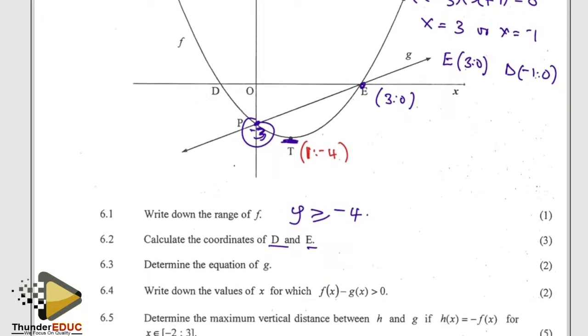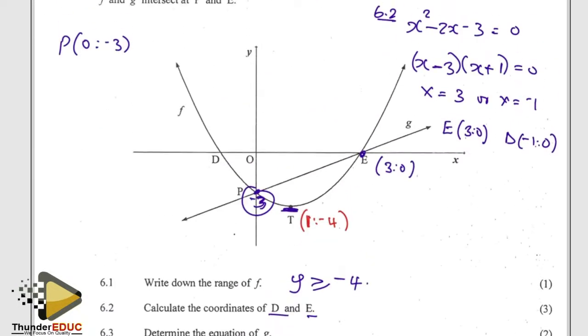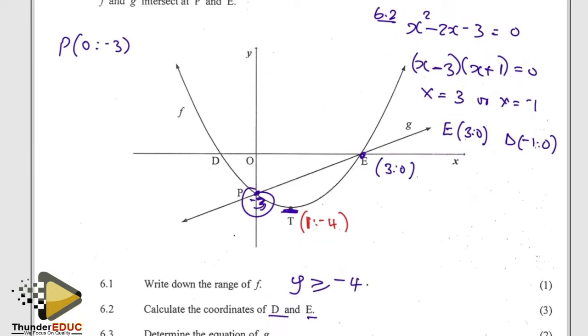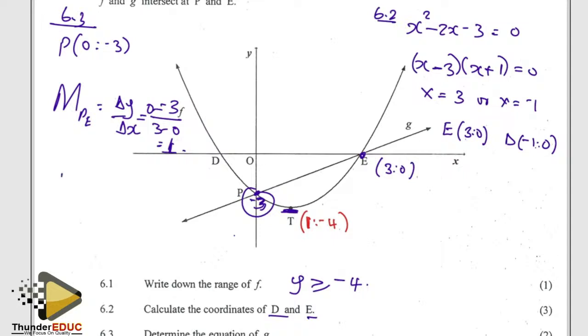Okay, so step number 1, when you're getting the equation of a line, we need to find the gradient. So I'm going to say the gradient of PE is change in y over change in x. This is question 6.3. So our change in y, I'm going to say 0 minus 3 over 3 minus 0. So I'm getting a gradient of 1. Which means my equation is y is equal to just x minus 3. I already have the y-intercept.